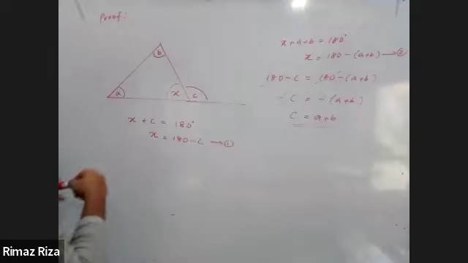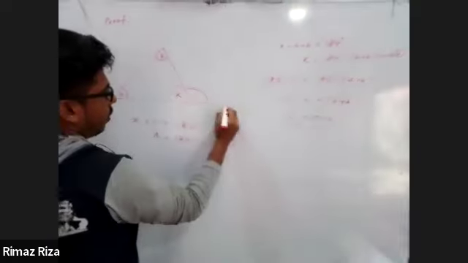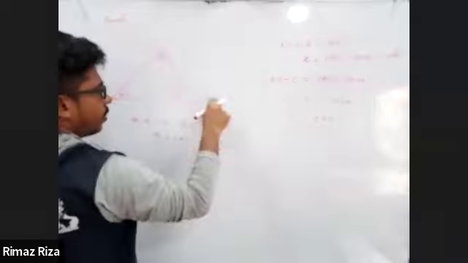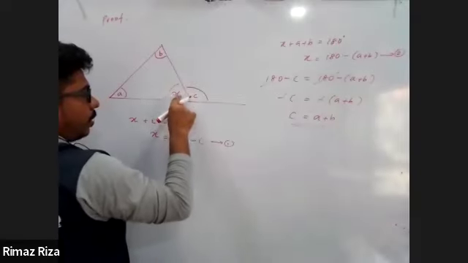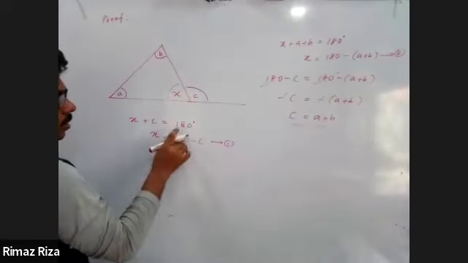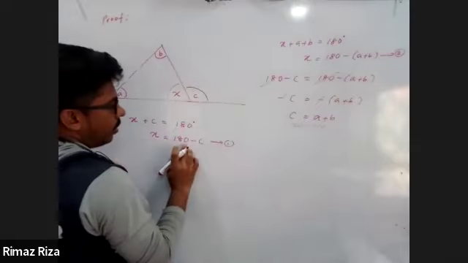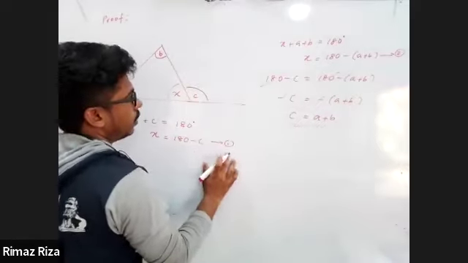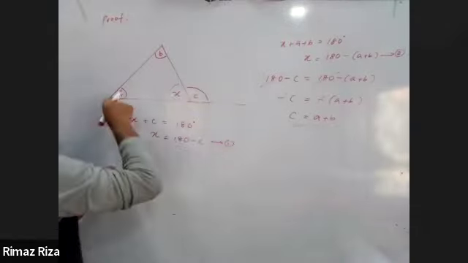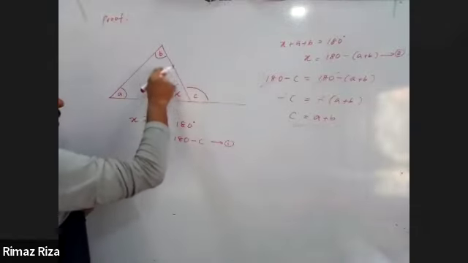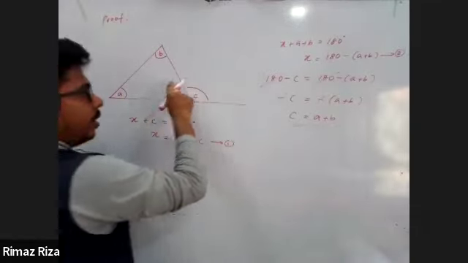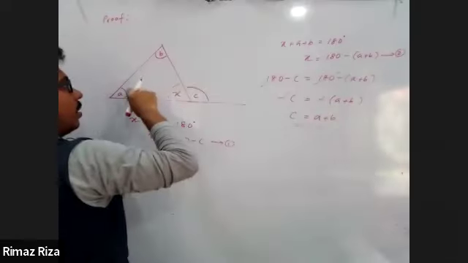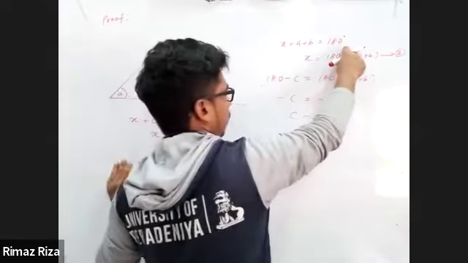Sir, can you explain this again? Yeah, sure. So here, this is a straight line. So the angle of a straight line is 180. That means x plus c equals 180. So we have x equals 180 minus c. That is equation 1. And then this is a triangle. Total internal angle is equal to 180. So x plus a plus b equals 180.